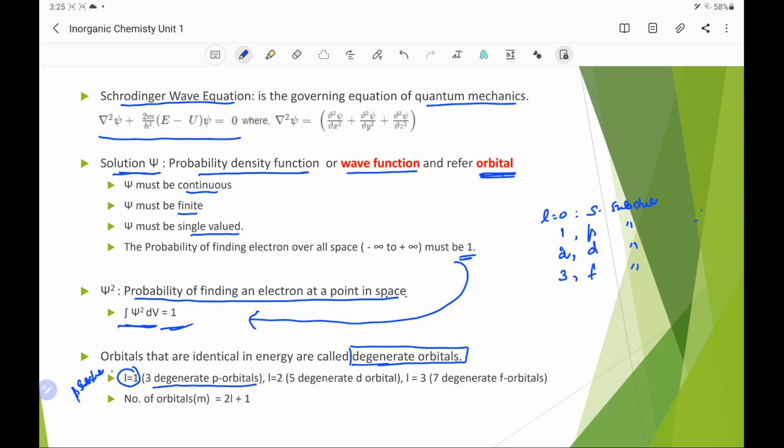For a particular L, the number of magnetic quantum number values M is 2L plus 1. So for 0 it will be 1, for 1 it will be 3, for 2 it will be 5, and for 3 it will be 7. Therefore, for L equal to 1, that is in the P subshell, there will be 3 degenerate P orbitals. That means the 3 P orbitals will have the same energy. Similarly, for L equal to 2, there will be 5 degenerate D orbitals, and for L equal to 3, there will be 7 degenerate F orbitals, that is, orbitals with the same energy.